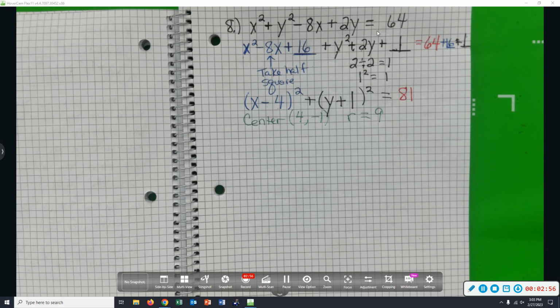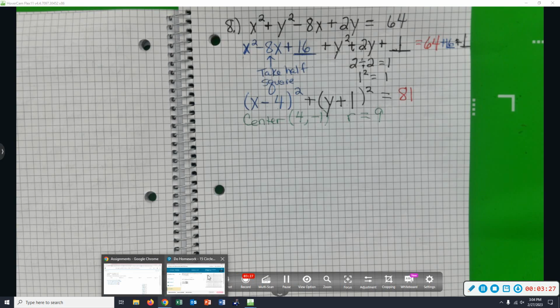The whole point of doing this stuff here is to get it in center radius form: parentheses squared plus parentheses squared equals a constant. And that constant better be what kind of number? If it's a circle, it better be positive, and it better be a perfect square so you can take the square root of it. Okay, let's graph it. I mean, it could be an 80 and the radius is the square root of 80, but you're not going to be able to graph it using the graphing tool.